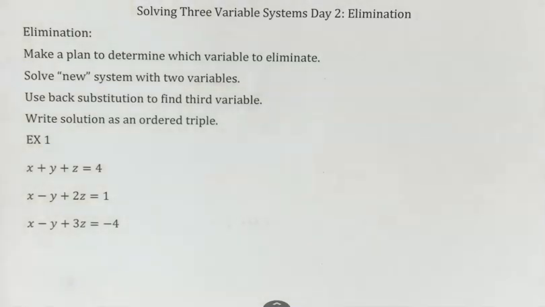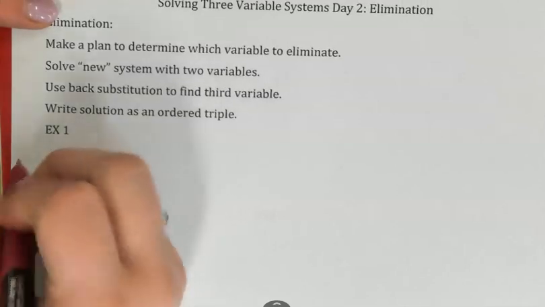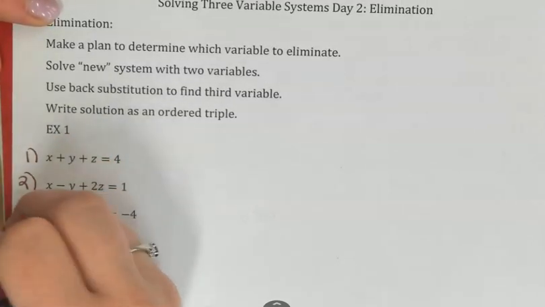Alrighty, we are on day 2 of our 3 variable systems, looking at our second strategy, which is elimination. So we start with our 3 equations, 3 variables. What we're going to do for elimination is make a plan to determine which variable to eliminate. And we are going to have to do elimination twice to get down to our 2 variable system and then proceed from there. So on example 1, I've got, again, 3 equations, 1, 2, and 3.